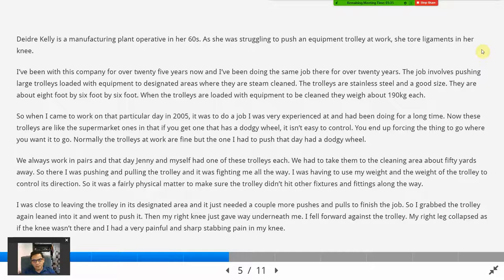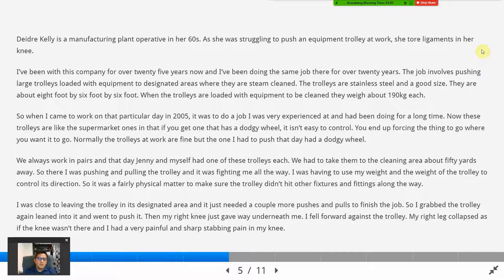Maybe some of you have experienced when you go shopping and you pick up a trolley where the wheels are not so good. So it's not so easy to control the trolley. Sometimes you want to go right and then the trolley goes left. And sometimes it's really difficult to move the trolley when it's heavy and you have to put in extra effort to push the trolley. And that happened to Mrs. Kelly.